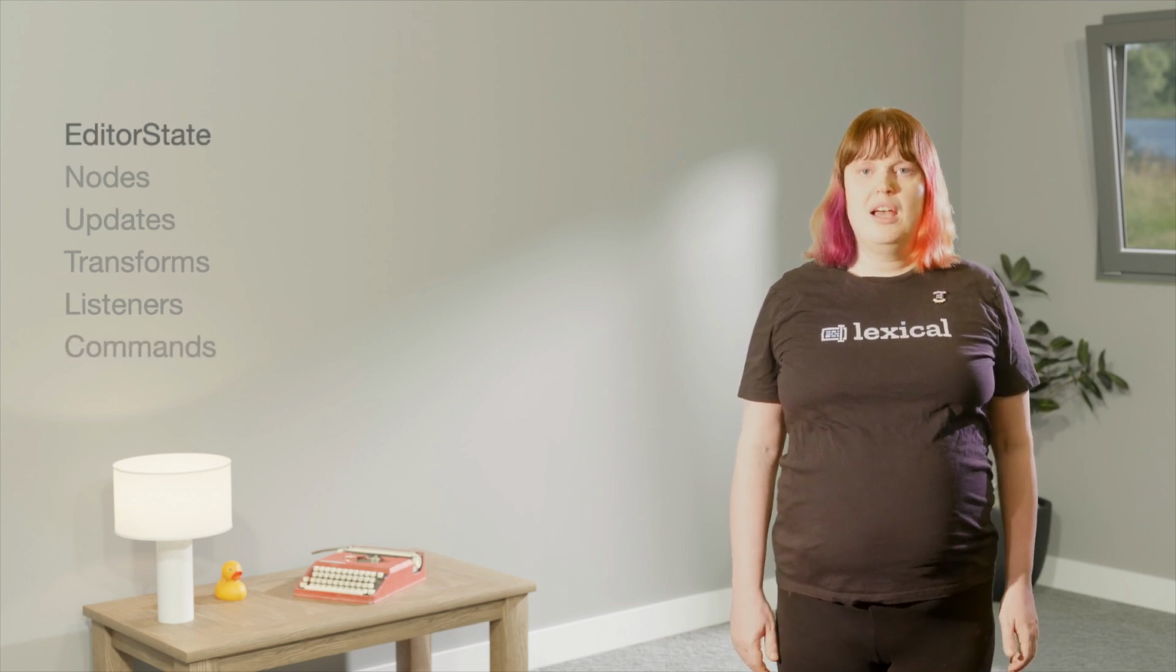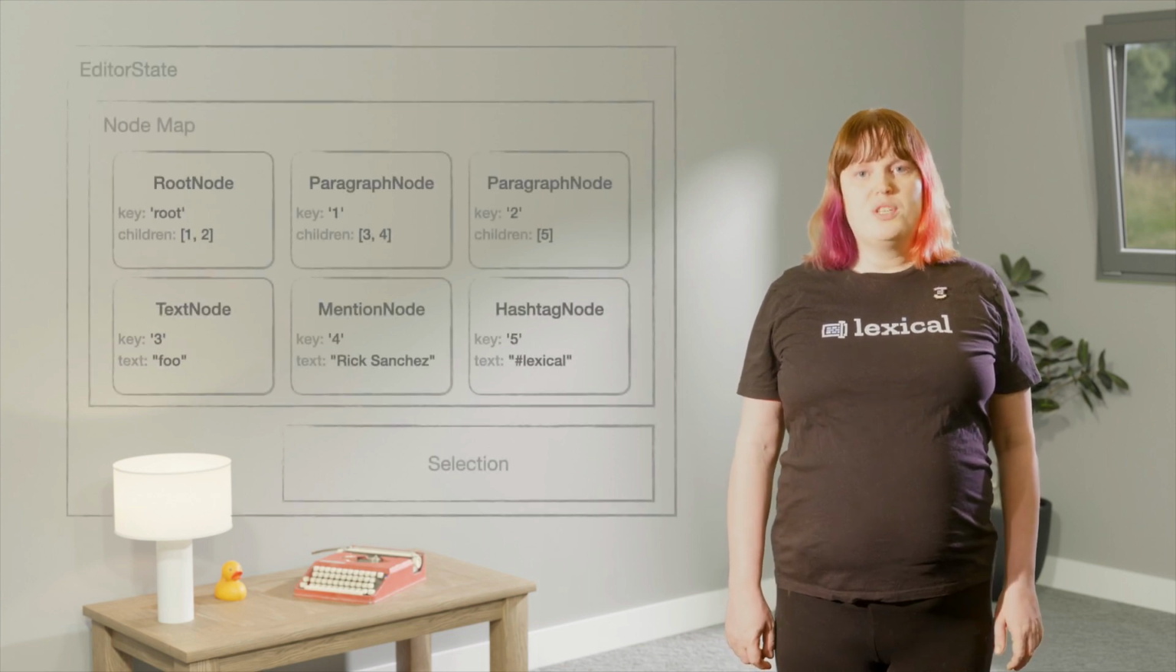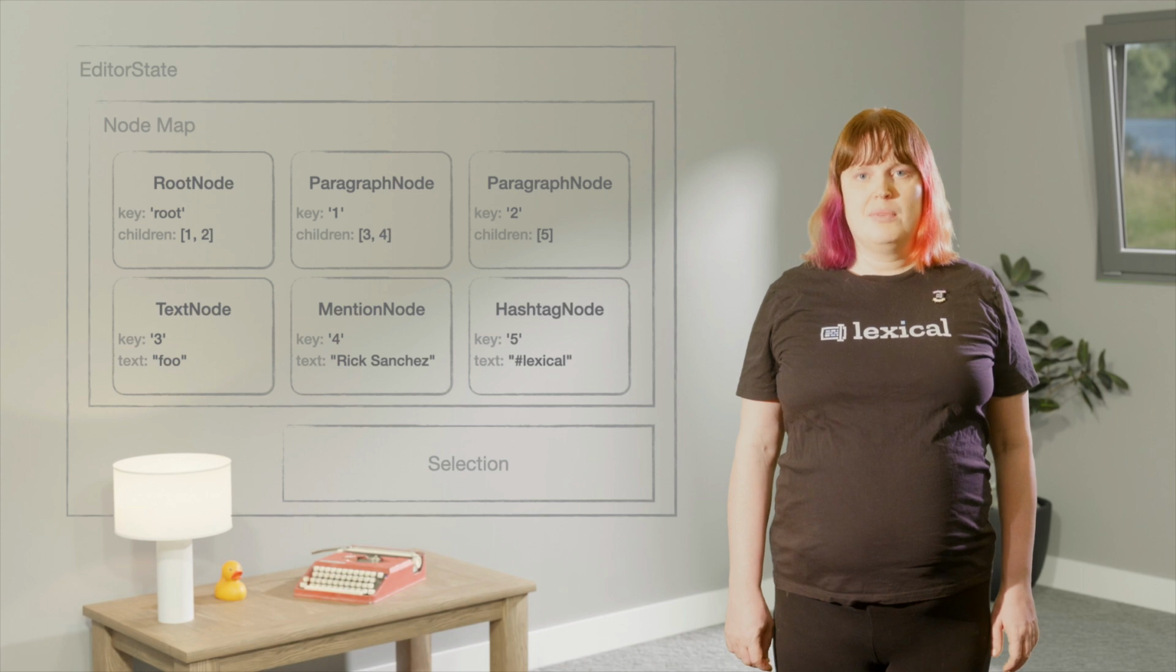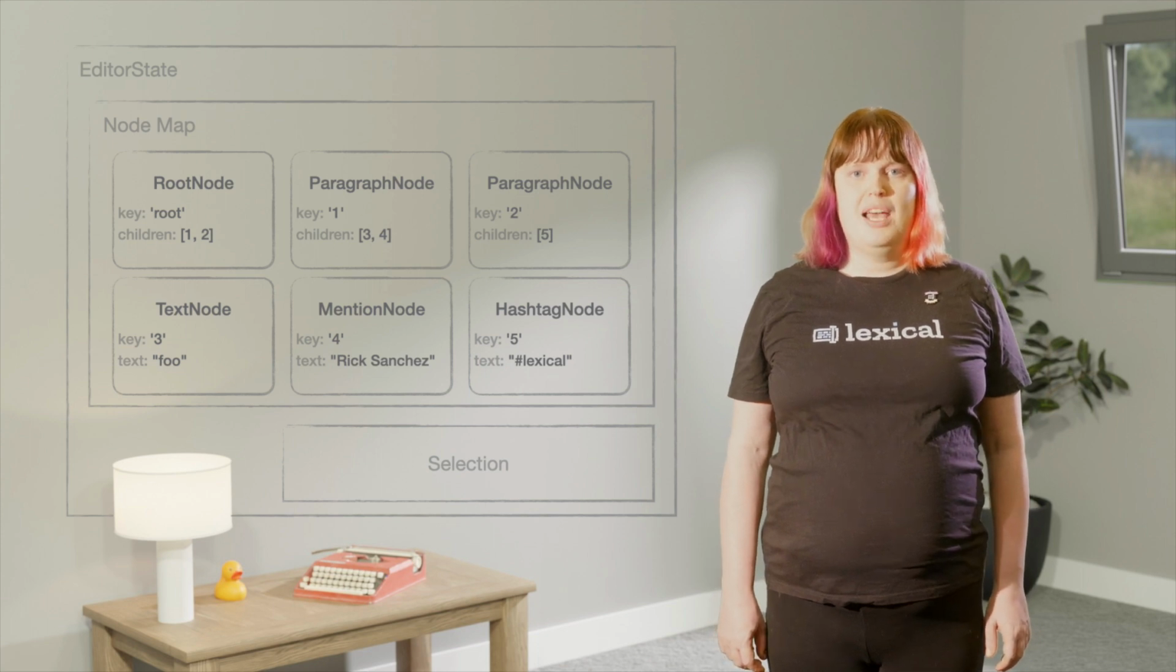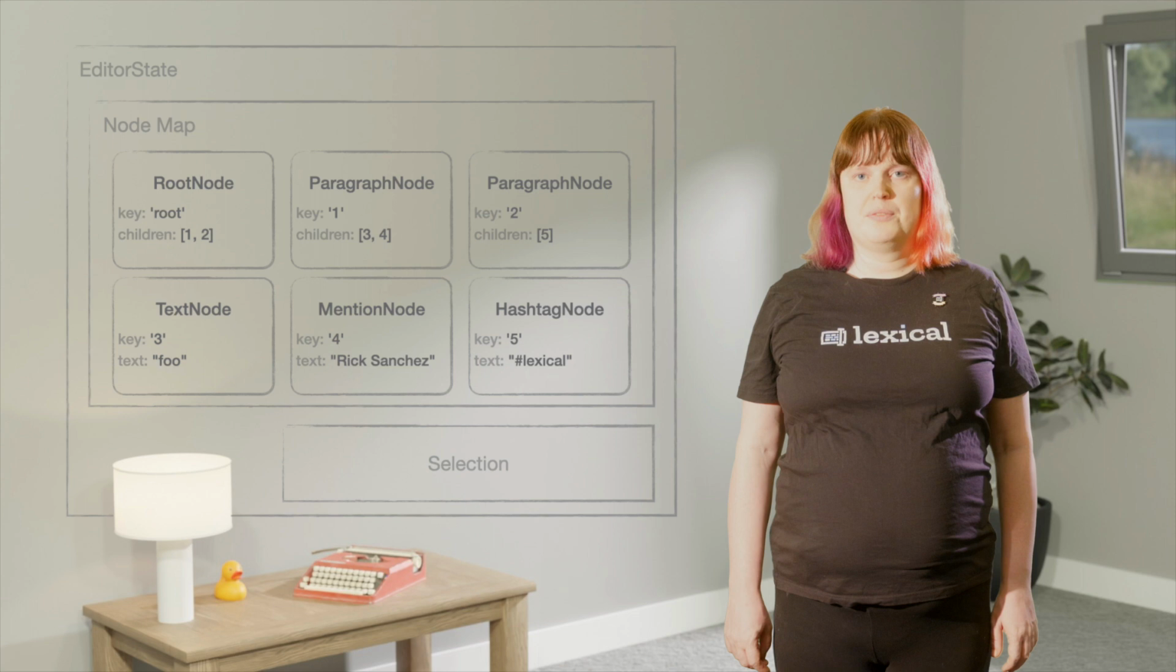To learn more about how Lexical works behind the scenes, let's dive a bit deeper into each of these, starting with editor state. The fundamental piece of editor state is the node map. Nodes have keys, and nodes are classes, and nodes have properties. And there's not a whole lot more to it than that.